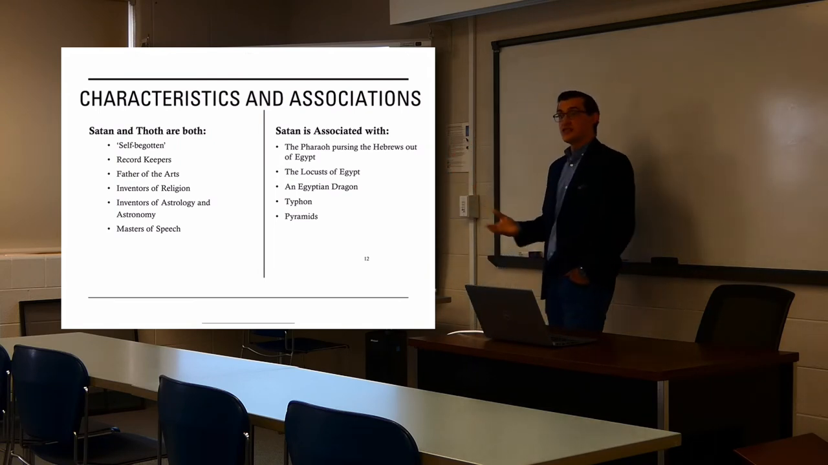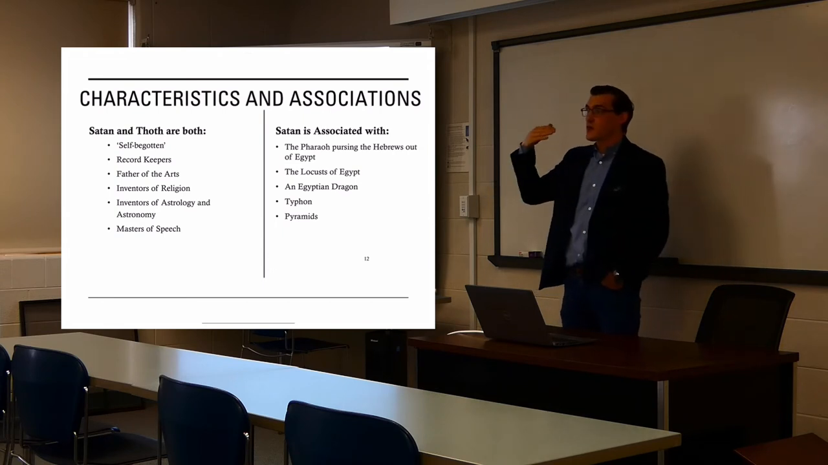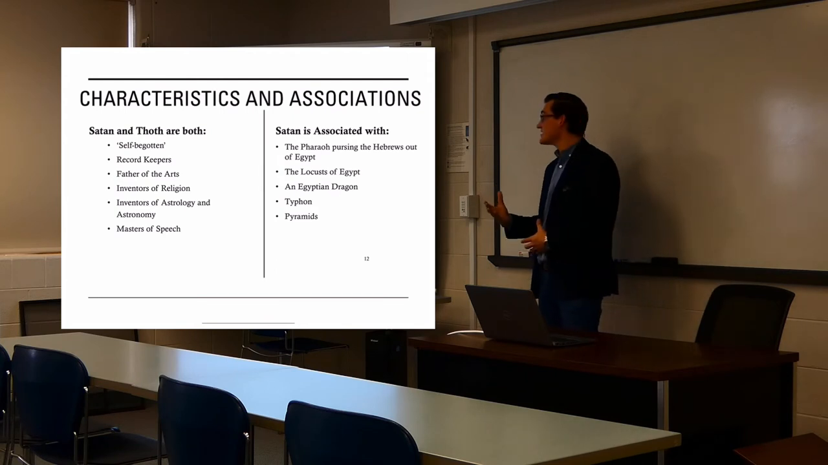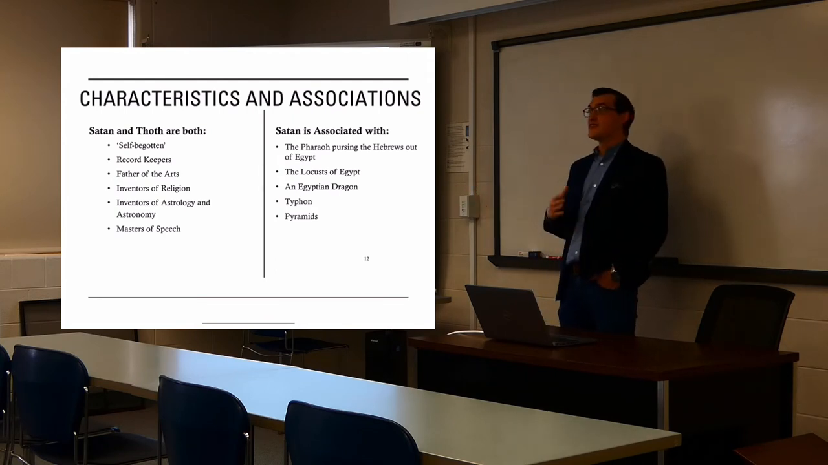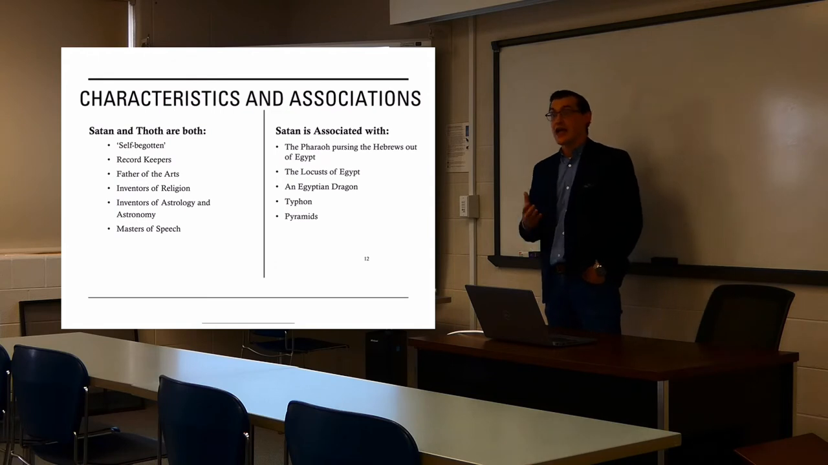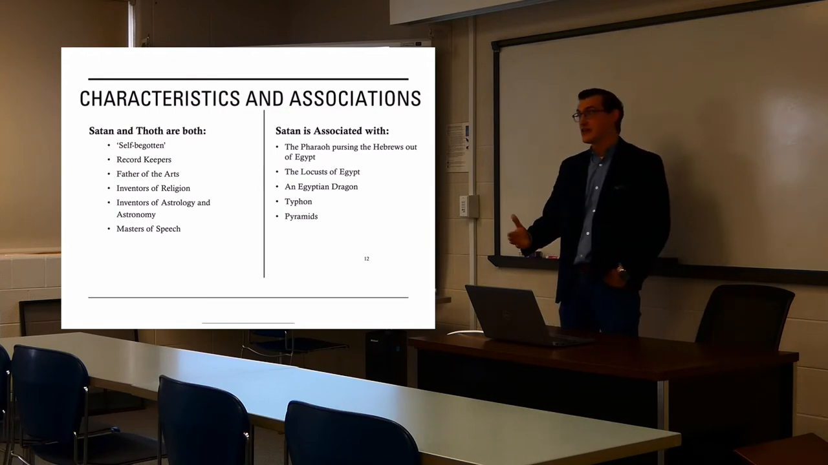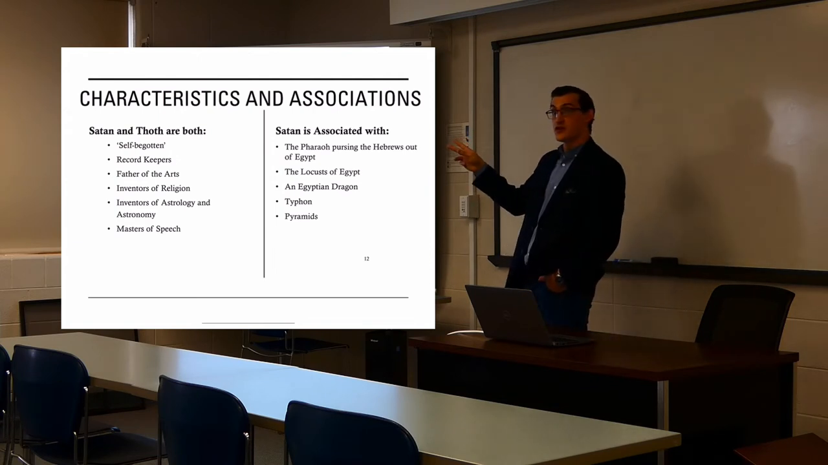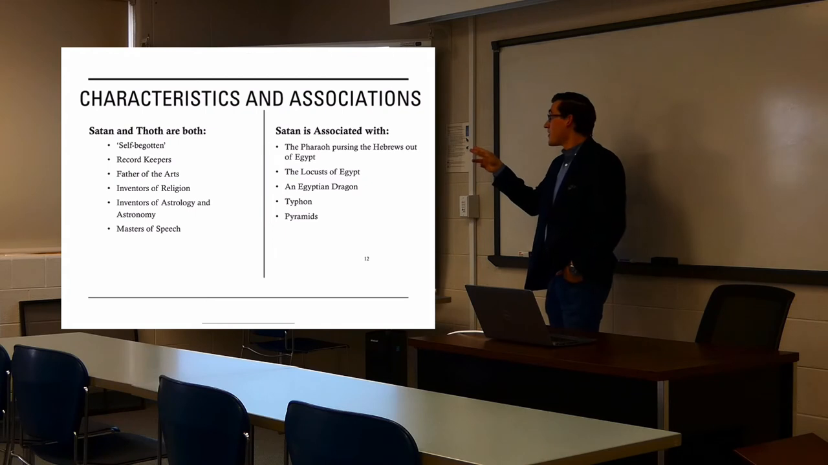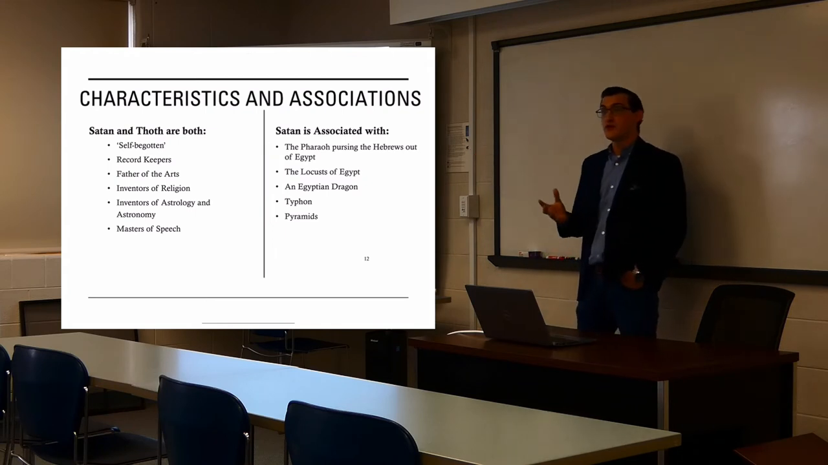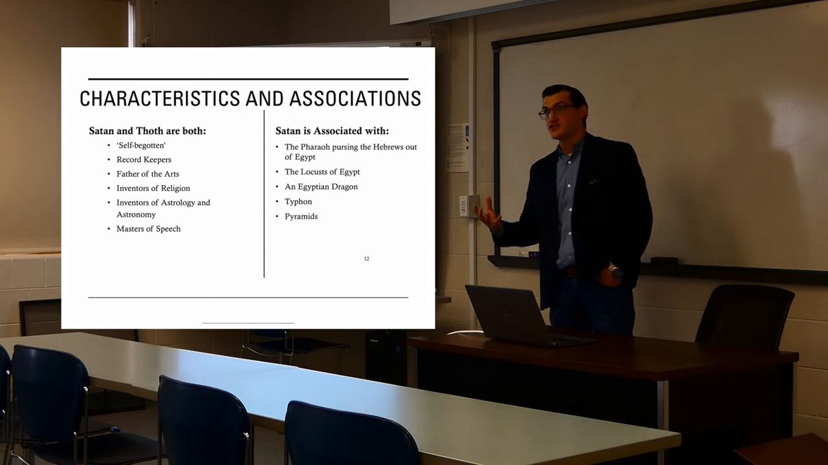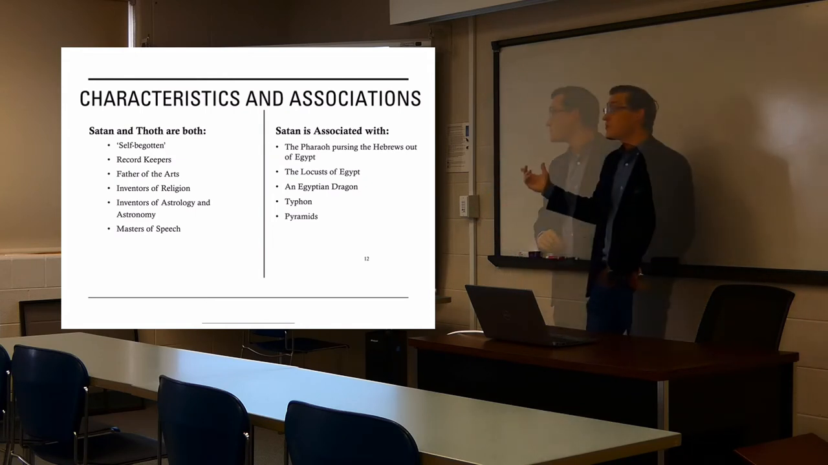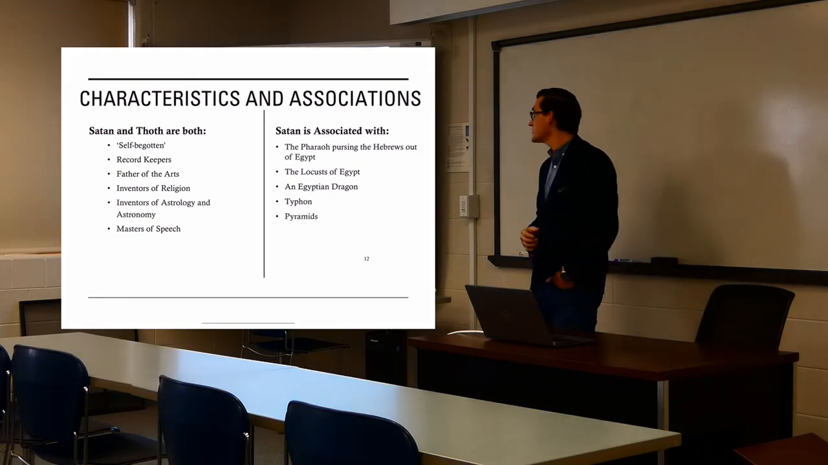They are both inventors of religion. Satan, when he rebels against heaven and is kicked out onto earth, creates paganism. Well, similarly, as I said a moment ago, Thoth is attributed with being the creator of religion in the world. And if you look at the line of religion that he is given, it is the pagan line. So very similarly, both are inventors of the pagan religion. They are both inventors of astrology and astronomy. Milton makes this clear when he depicts Satan within Paradise Lost, looking up at the stars and pulling out the constellations. They are both masters of speech, master rhetoricians.